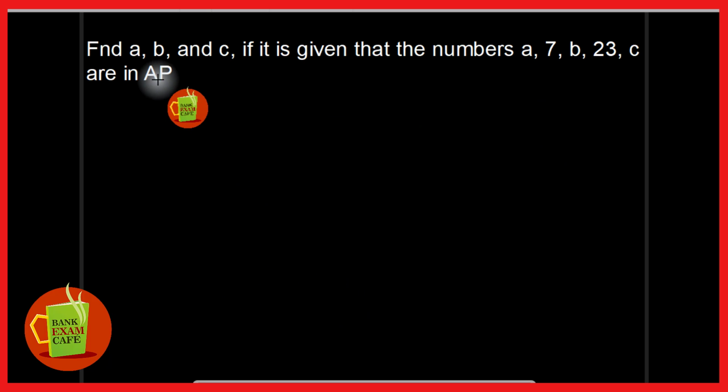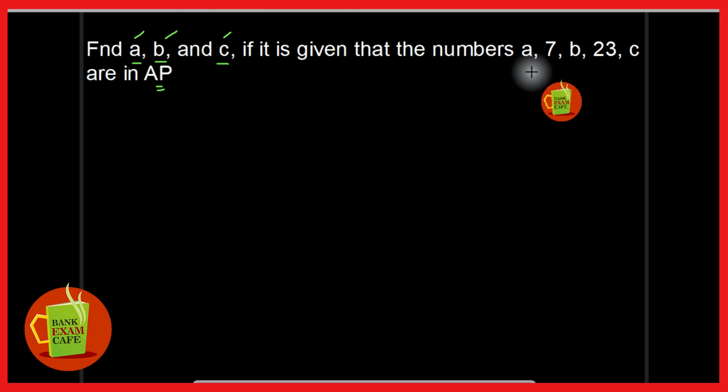Here is the first question on the screen. Find A, B and C if it is given that the numbers A, 7, B, 23, C are in arithmetic progression. You have to find the values of A, B and C. It means you have to find the first term, third term and the fifth term.